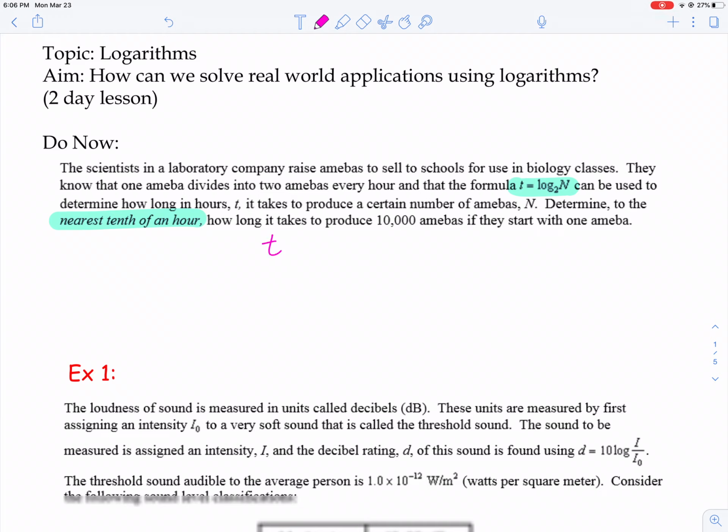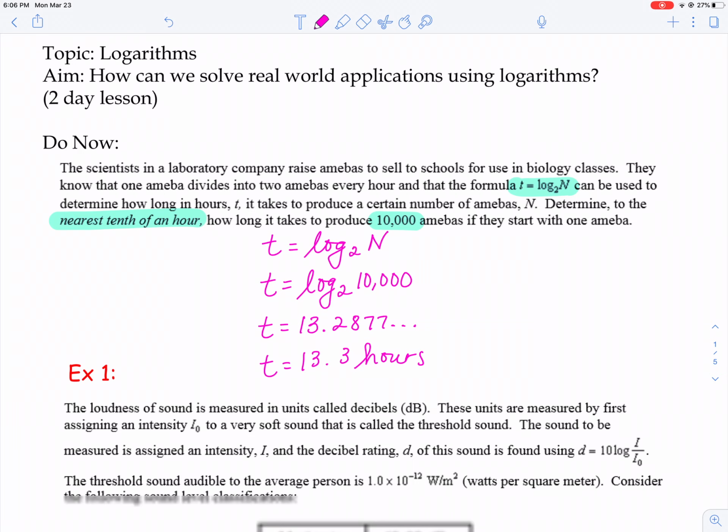When you're given your formula, t equals log base 2 of n, the piece of information that we know is that we're solving for T, how long it is going to take to produce 10,000 amoebas. So all you really need to do is plug in 10,000 for n. When you go straight into the calculator to do log base 2 of 10,000, you get 13.2877. Rounding to the nearest tenth, we get 13.3 hours. So that one wasn't so bad.